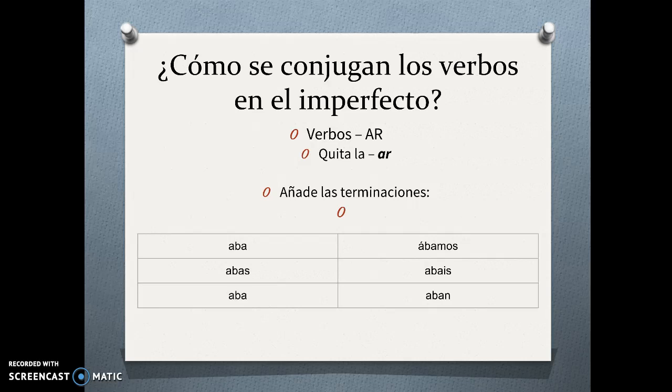Note, please, that the yo form and the usted form have the same spelling and the same pronunciation. So as you work with el imperfecto, it's going to be very important to look for context clues to make sure that you know to whom a sentence is referring.